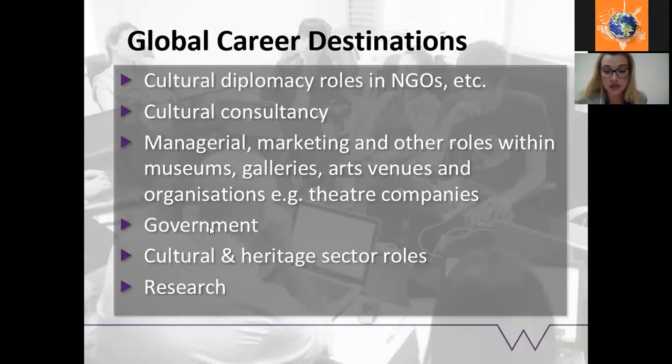Government, again, the Ministry of Culture or Ministry of Education, Ministry of Sports. Look at the FIFA event that's coming up next year in 2018. So that's again something that hopefully our graduates might take roles in. And again, research, cultural and heritage sector roles.